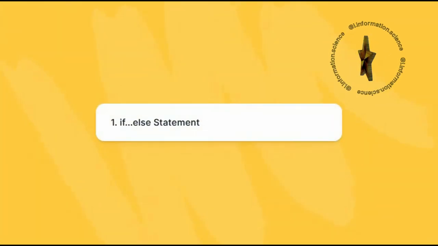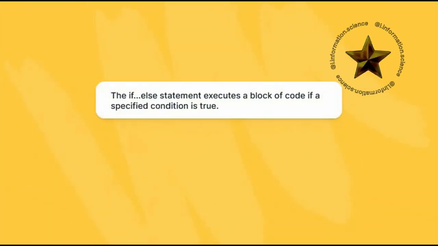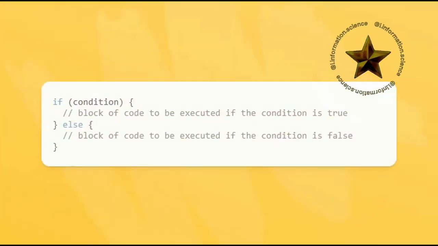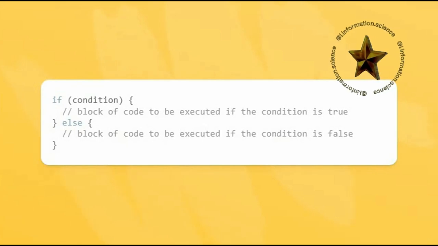1. If-else statement. The if-else statement executes a block of code if a specified condition is true. If the condition is false, another block of code can be executed. If condition, block of code to be executed if the condition is true, else, block of code to be executed if the condition is false.